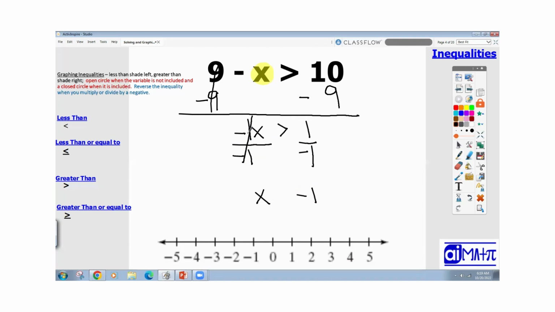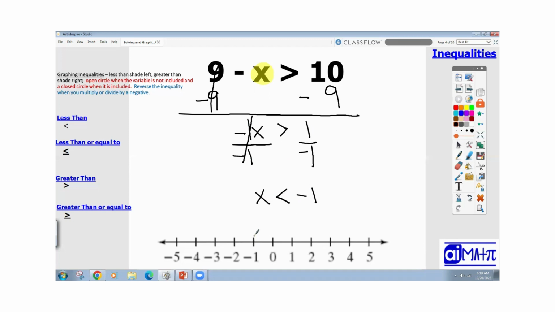But I want you to pay attention. When you are multiplying or dividing by a negative, you have a coefficient here that's negative, you have to reverse this sign. So it started off as greater than. We're going to flip it around and make it less than. So x is less than negative 1. And the reason we changed the symbol from greater than to less than is because we wanted this to be accurate. And so you have to flip that symbol around. So x is less than negative 1.